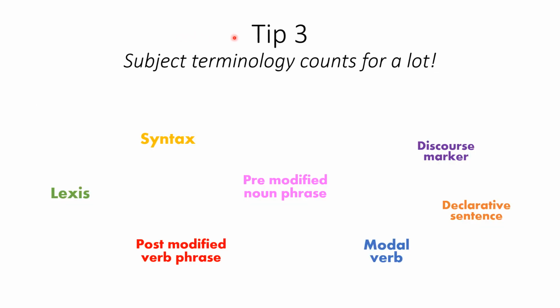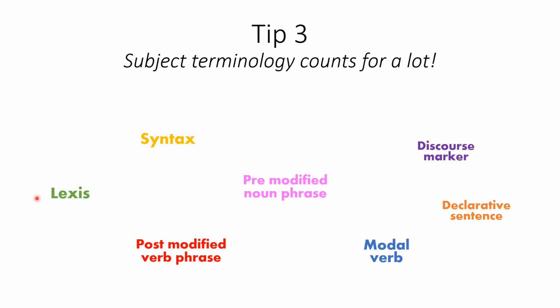My final tip then, and this is probably the most important one when it comes to English language, is that subject terminology counts for a lot. It's mentioned in almost every mark scheme and is something that at A-level you should be using naturally in your work. Now, if this is something you struggle with, I've put up on the screen some simple words and phrases that are easy to get into your writing.